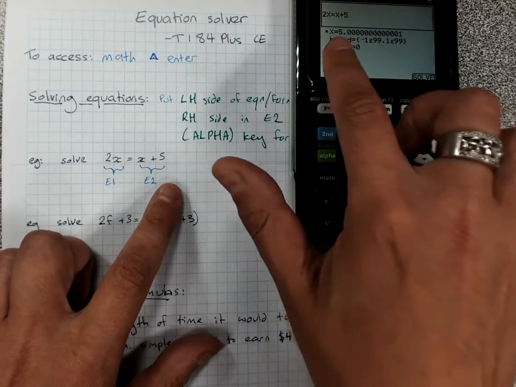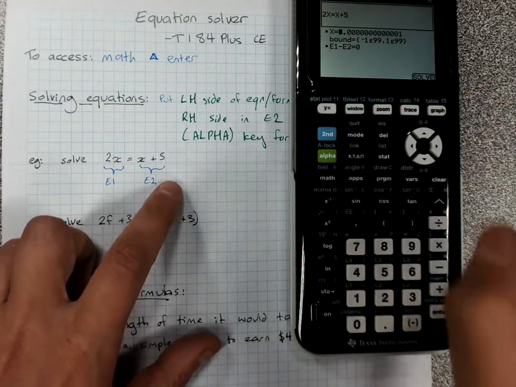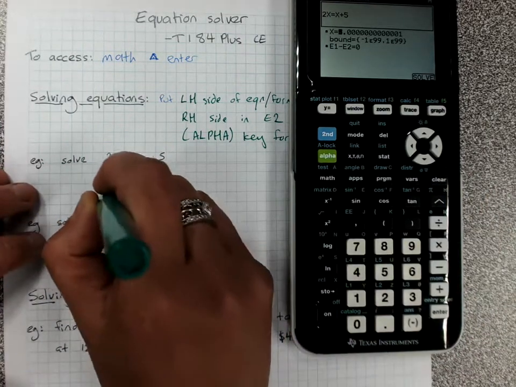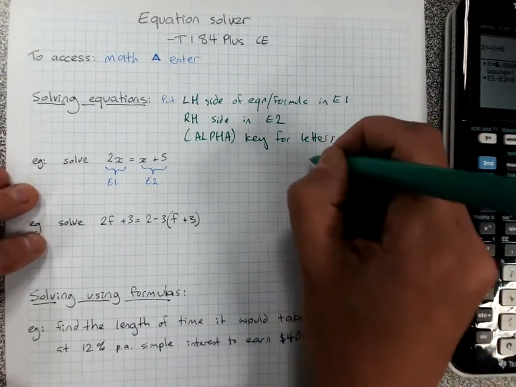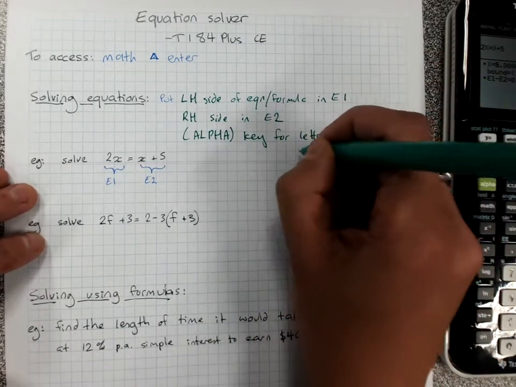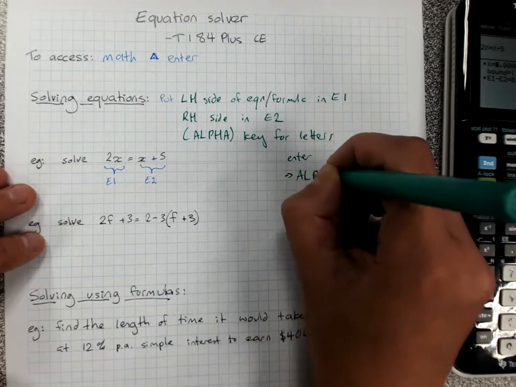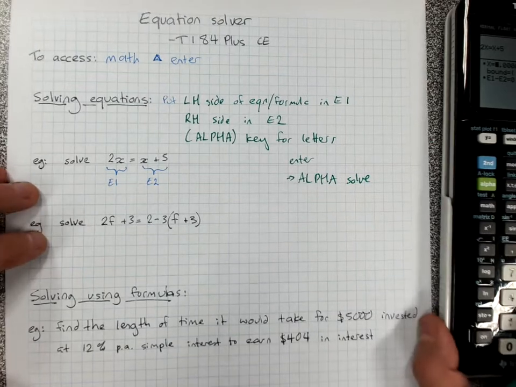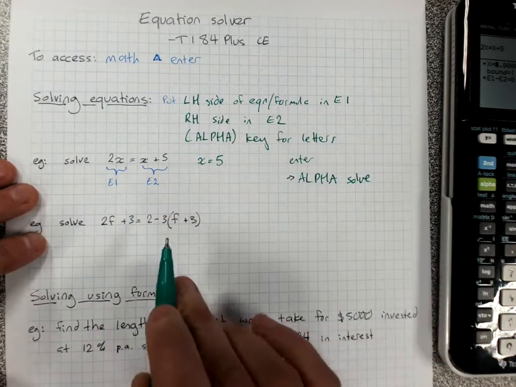Now, have a look at our answer, 5.00000001. The answer's 5. So after that, alpha key for the letters, and then it's Enter and alpha solve. Solve being our Enter key. So here we've got x equals 5.